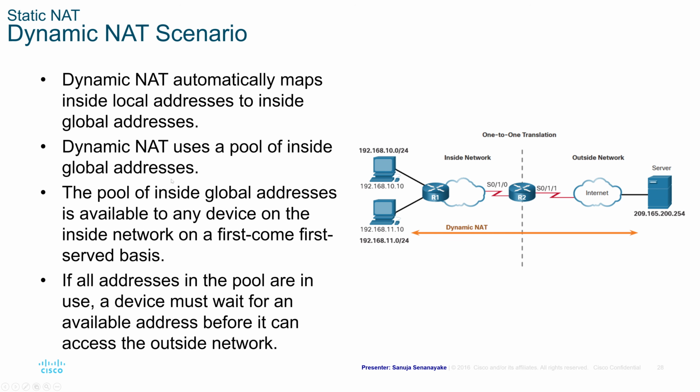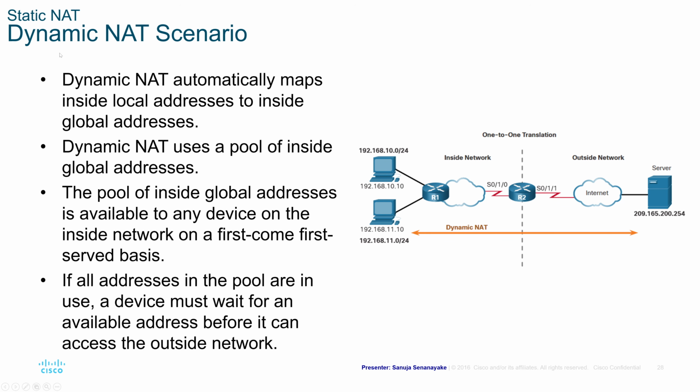The thing about this is that if all the addresses in the pool are in use, a device must wait for an available IP address before it can access the outside network. Because it is dynamically assigned, we are using the first come, first serve basis to assign those inside global addresses. If the inside global address pool gets exhausted, then the next inside device trying to reach the outside network has to wait for an available address so it can get assigned an inside global IP address and reach the outside network.